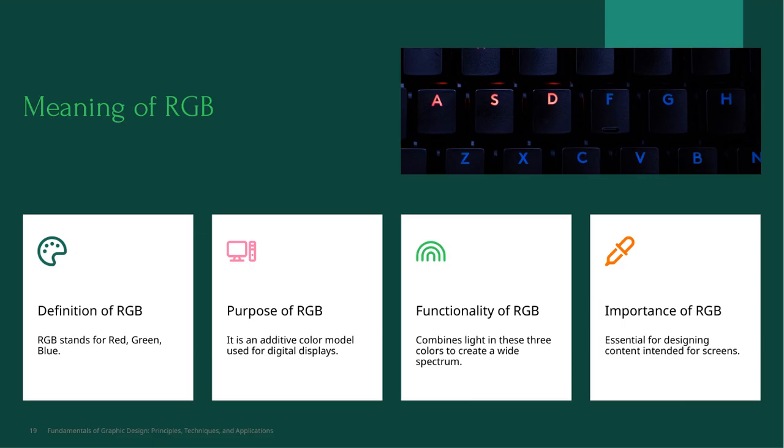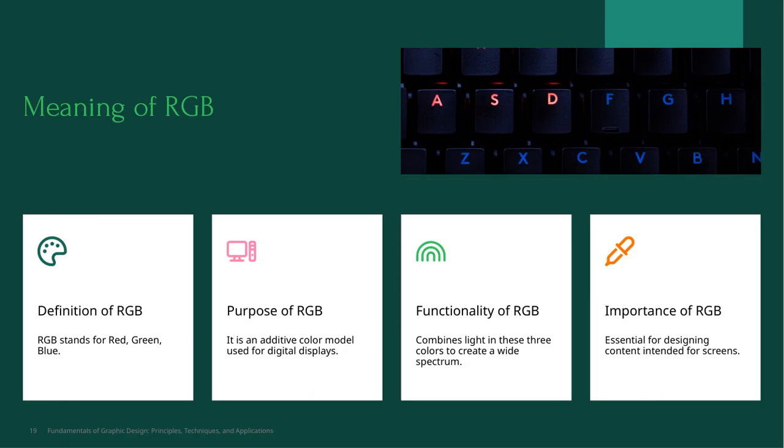Let's take a closer look at the definition of RGB. RGB stands for red, green, blue, which are the primary colors used in digital displays. Now, the purpose of RGB is to serve as an additive color model, meaning it's primarily used for screens like monitors, TVs, and smartphones. This model works by combining light in these three colors to produce a broad spectrum of colors we see on digital devices.